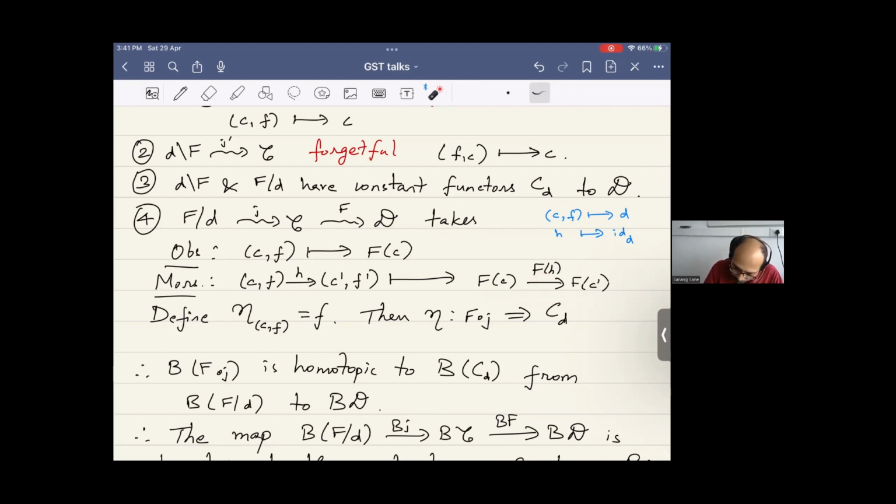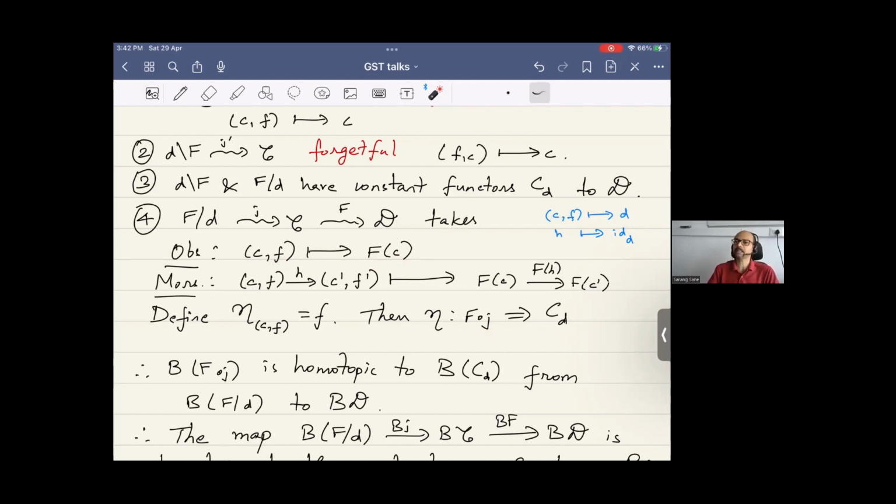Okay. So now what we can do is define a natural transformation from f compose j to this constant functor d, by taking eta c comma f to be f. So eta c comma f should be a map from f compose j of c comma f, which is f of c, to cd of c, which is d. So it should be a map from f of c to d. And there is a map like that, namely f. And then it's clear that the diagrams commute based on how we have defined it. So we have a natural transformation here.